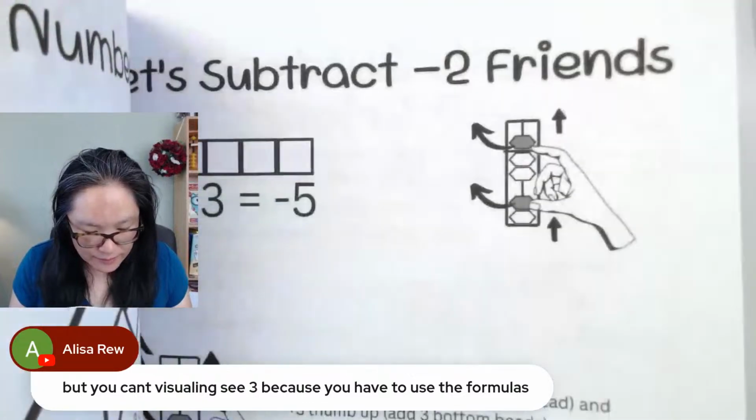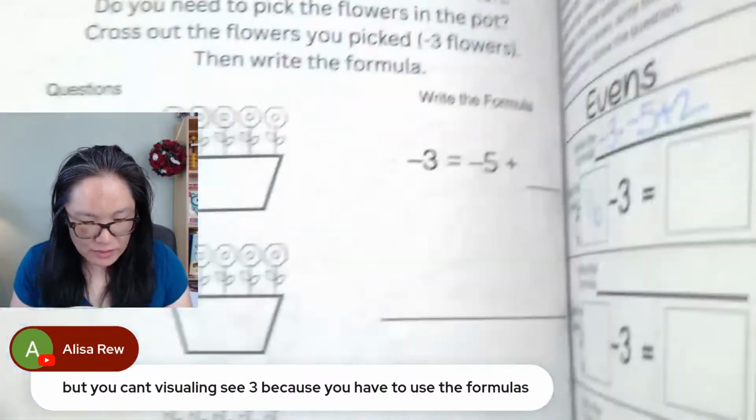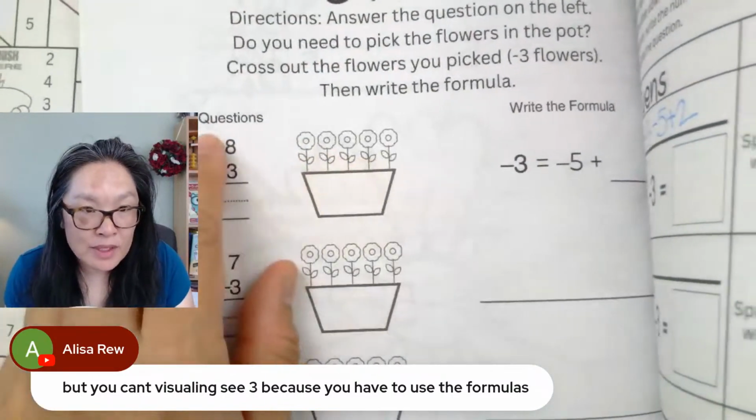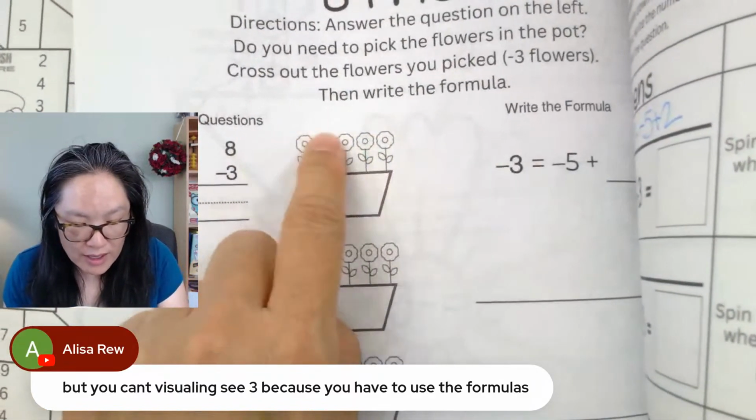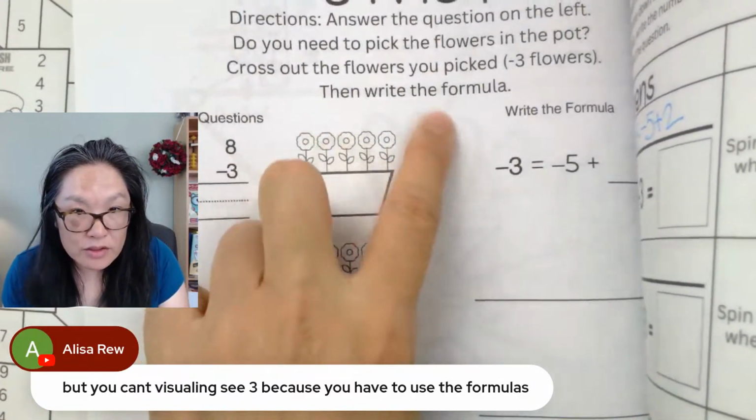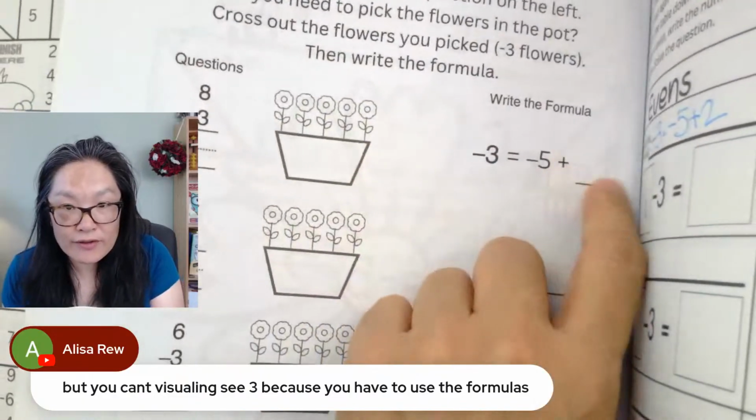So what I did is I put flowers in a pot. So I have eight, and I take away three. I have to go to the flowers in the pot. I got to take away three. So then I have two left. So I have to add in the two.